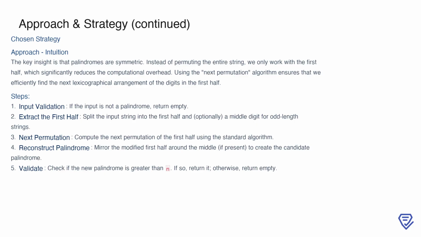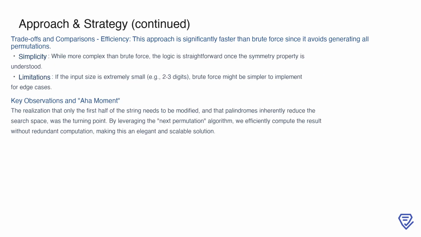As a final step, we check if this new palindrome is greater than the input. If it is, we return it, otherwise, we return an empty string. This strategy combines efficiency with clarity, making it a practical solution. The chosen approach strikes a balance between efficiency and simplicity. By focusing only on the first half of the input, we avoid the exponential complexity of generating all permutations and instead use the next permutation algorithm, which operates in linear time. This makes the approach significantly faster than brute force.